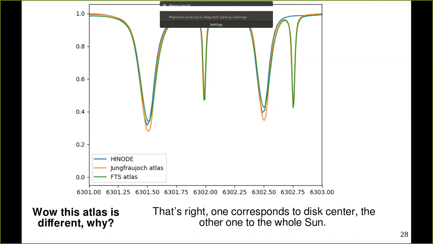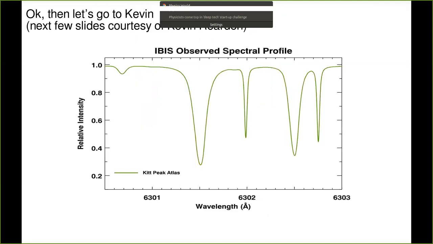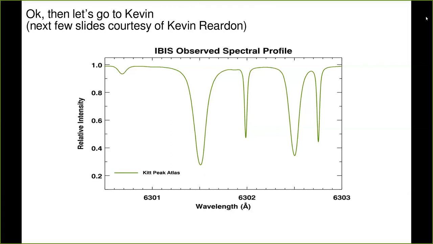Okay, so then I said, well, okay, why would I do that when Kevin is in the house? I can go and ask him. So Kevin shared with me these amazing slides, which actually illustrate how we can do this. Actually, this is not fitting. This is literally substituting the known values, but it's also a very good thing.